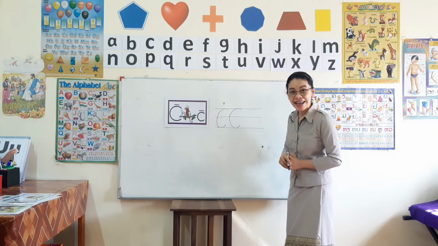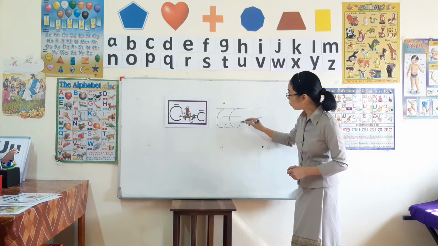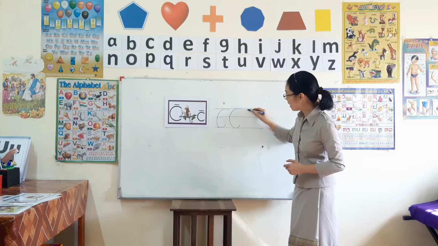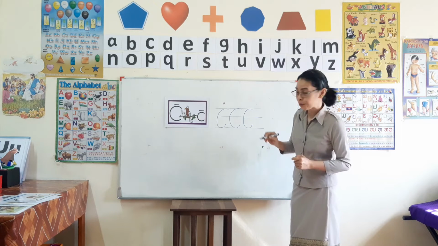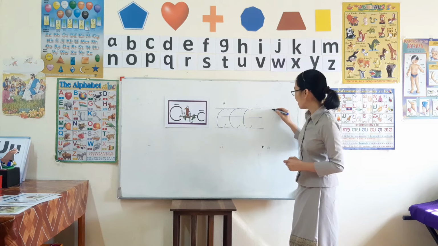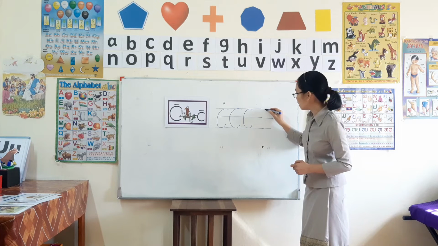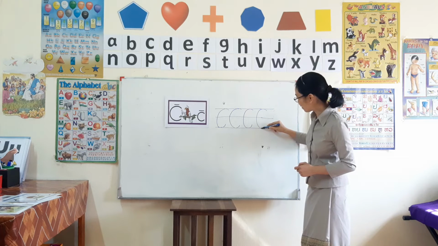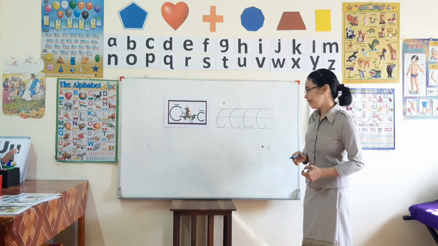Okay, is it nice? Teacher is not writing from here down going up. No. So how do we write from the top going down? Yes. I want you to practice writing like me, children. Last one, let's write the uppercase C, going down this way. Yay! Is it easy? Very good.